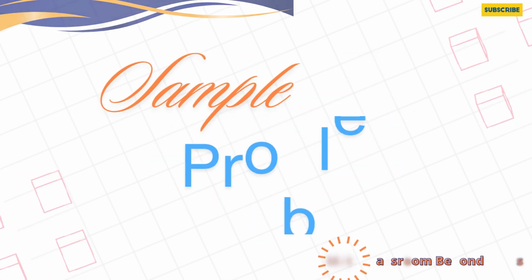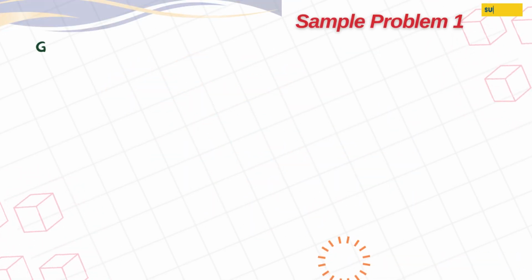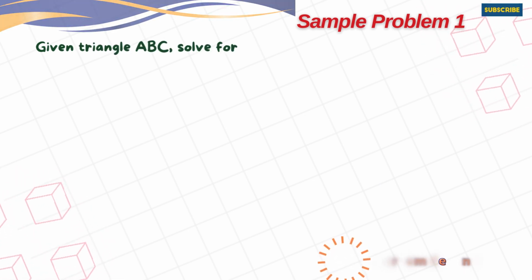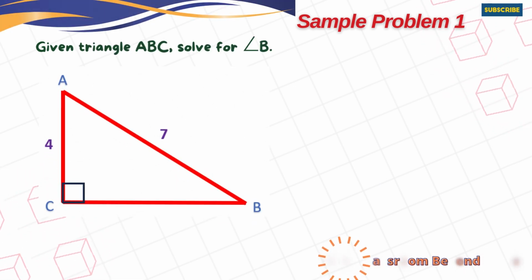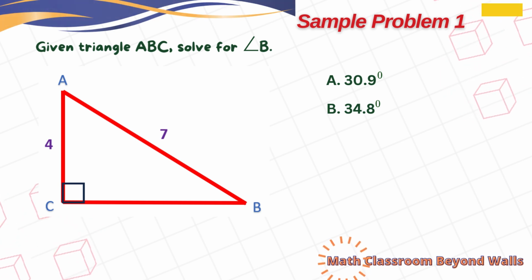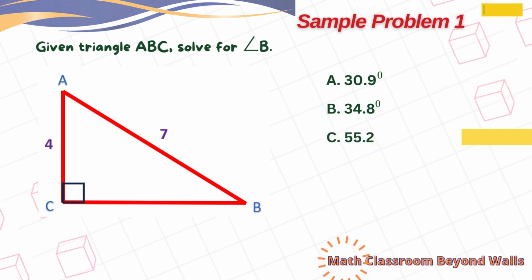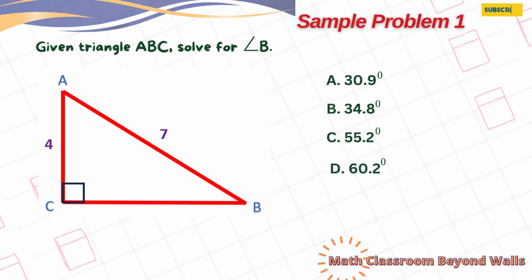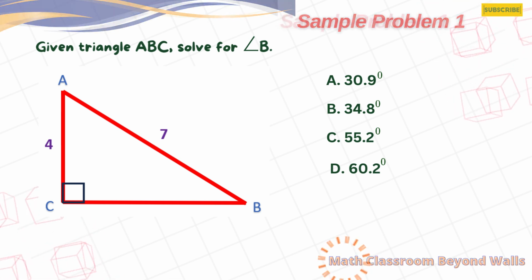Here's the problem. Sample problem 1. Given triangle ABC, solve for angle B. A figure is given. Here are the options. Option A, 30.9 degrees. Option B, 34.8 degrees. Option C, 55.2 degrees. Option D, 60.2 degrees.